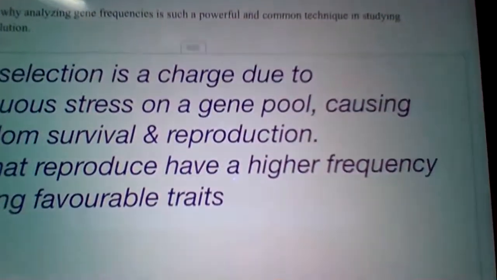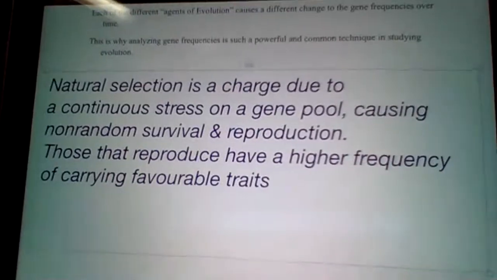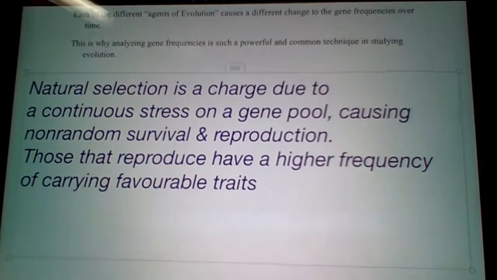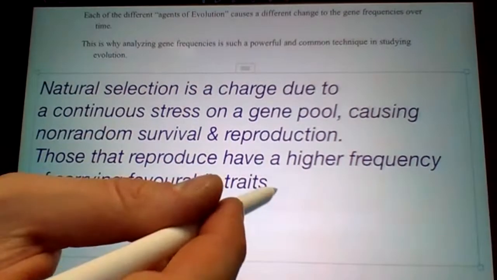So what I want to get to the point of is that we really want to look at natural selection as being a non-random effect. And in fact, that's a very key part of accepting natural selection. So natural selection is a change due to a continuous stress on a gene pool, causing non-random survival and reproduction. Those that reproduce have a higher frequency of carrying favorable traits, also known as adaptations.